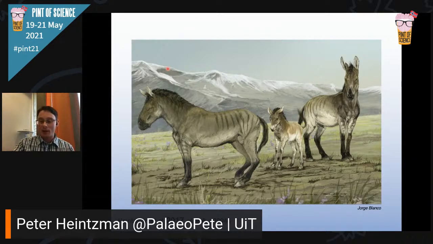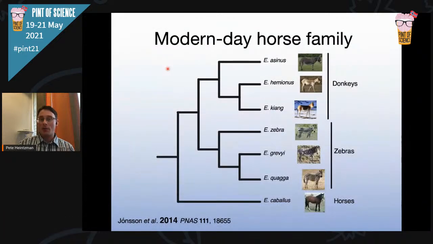Let me back up a little bit and tell you just a bit of basics about the modern day horse family. We have horses, donkeys, and zebras. In total, we have 7 different species, with zebras and donkeys more closely related to one another than horses are. So horses are what we call the outgroup to donkeys and zebras.